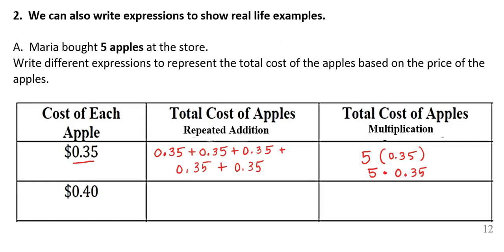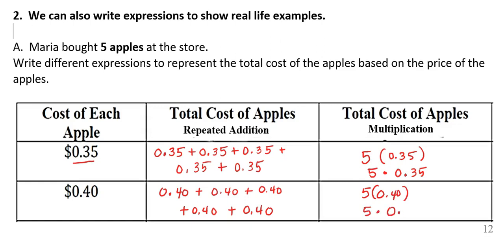But what if the apples cost 40 cents? Now my repeated addition would change. I would now add 40 cents 5 times. And then in multiplication form, I would say that I now have 5 groups of 40 cents. Or I could also say 5 times 40 as my expression written into some multiplication problem.